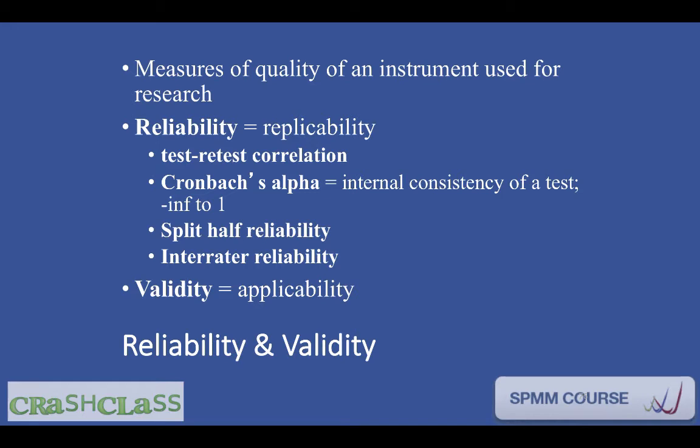So that is validity. Validity is how truthful your scale is. Reliability is how repeatable your scale is. There are various types of reliability. There are various types of validity as well. So let's first look at the different types of reliability.